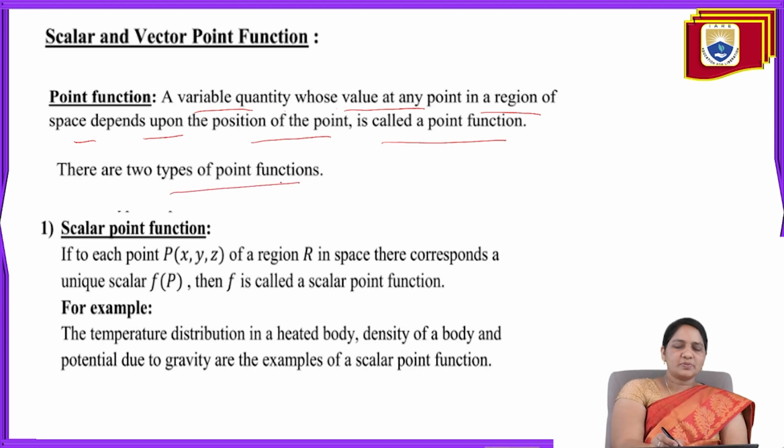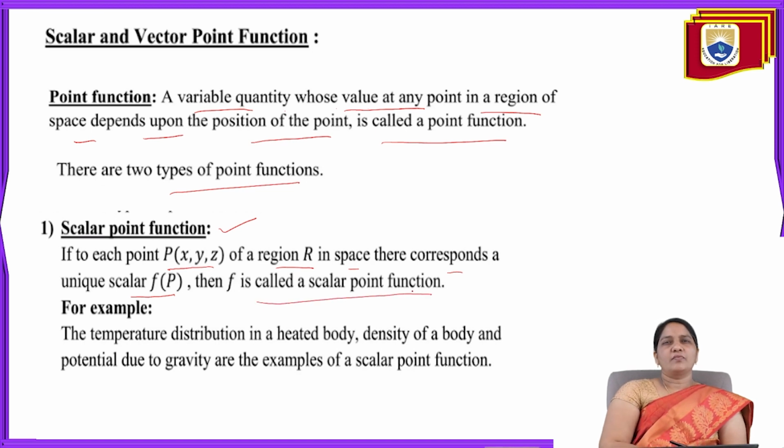There are two types of point functions. The first one is the scalar point function. What is a scalar point function? If to each point P of x, y, z of a region R in space, there corresponds a unique scalar f of p, then f is called a scalar point function. For example, the temperature distribution in a heated body, density of a body, and potential due to gravity are examples of scalar point functions. For a scalar point function, there is no direction.